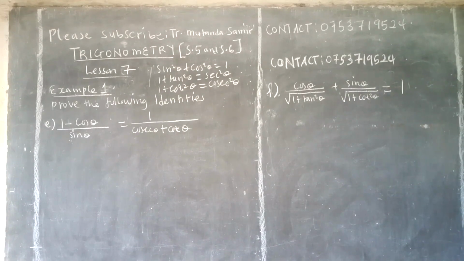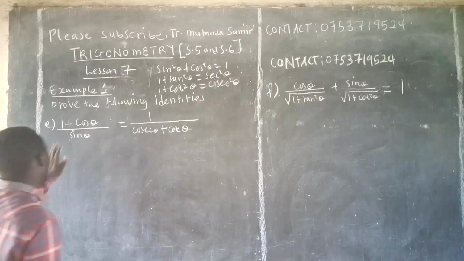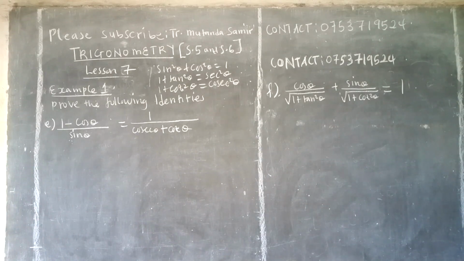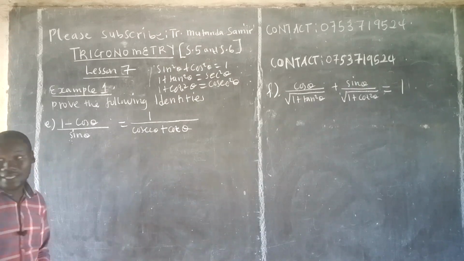Okay, we are back again with more examples. Part E: (1 minus cos theta) over sin theta equals 1 over (cosec theta plus cot theta).